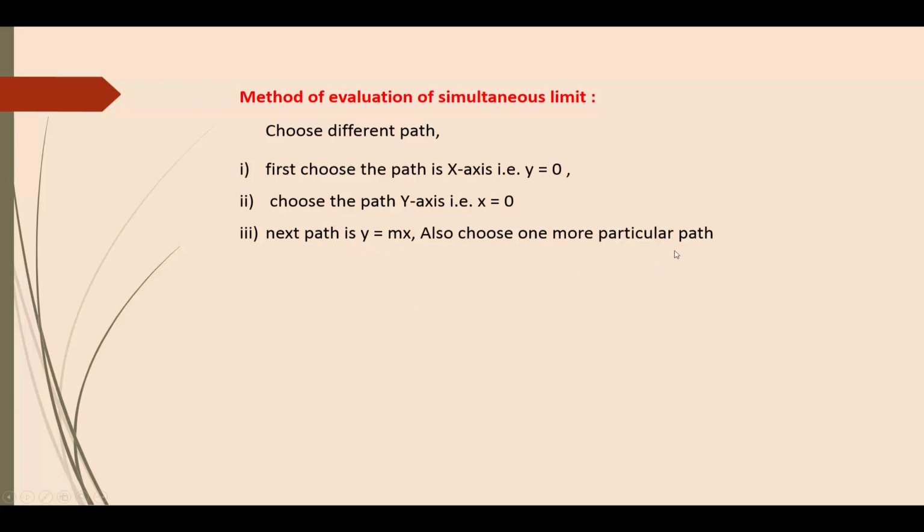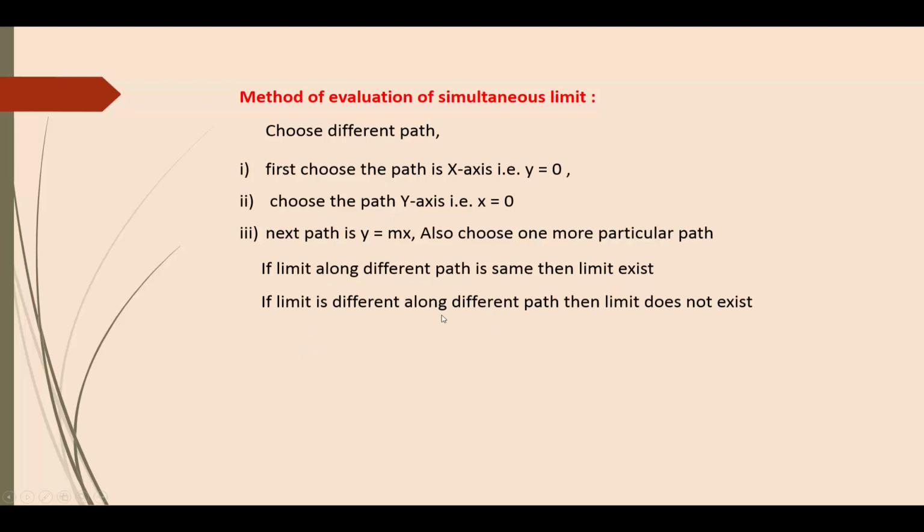This path is different for different examples, and if the limit along different paths is the same, then the limit exists. If the limit along different paths is different, then the limit does not exist. Means we cannot find the limit. By using this, evaluate the first example.